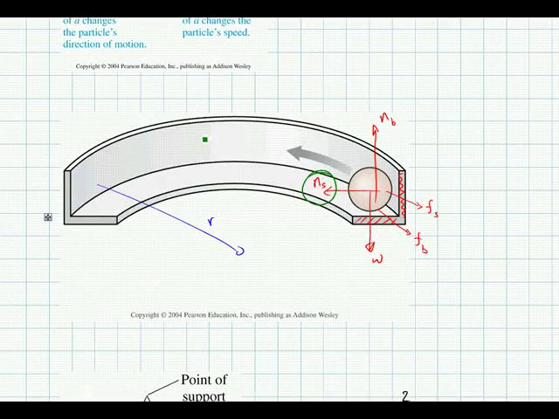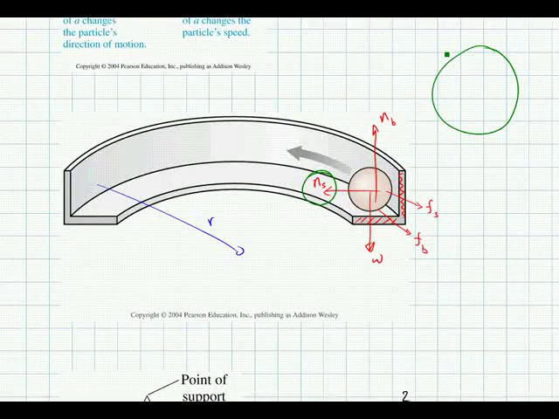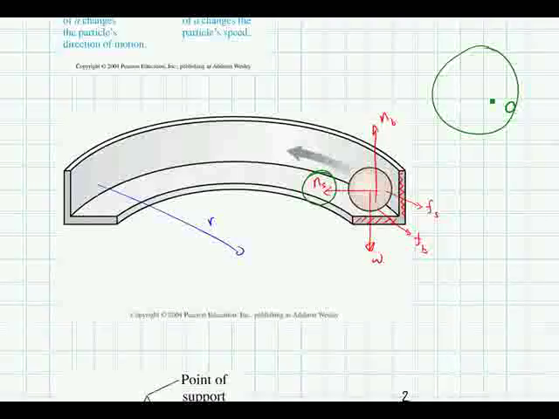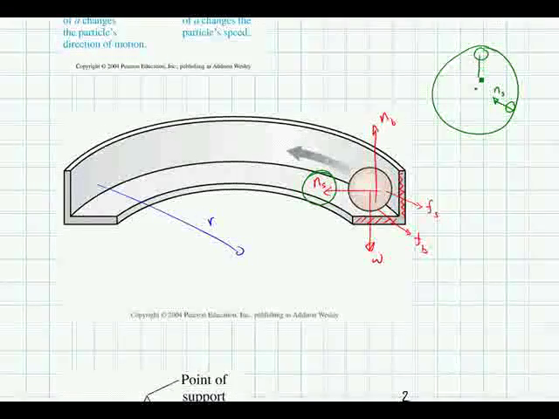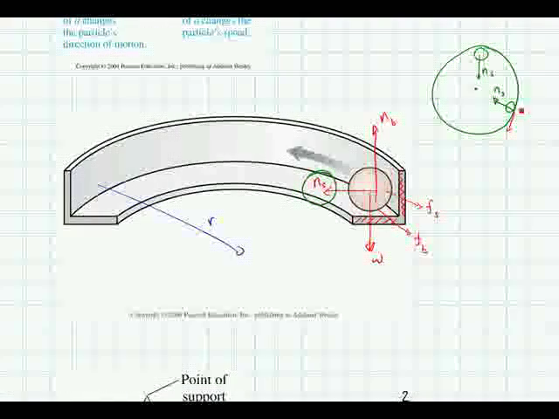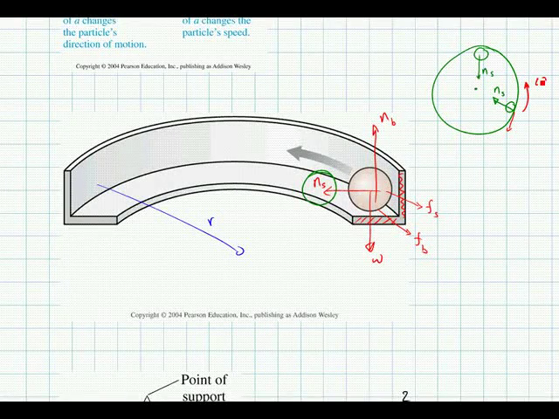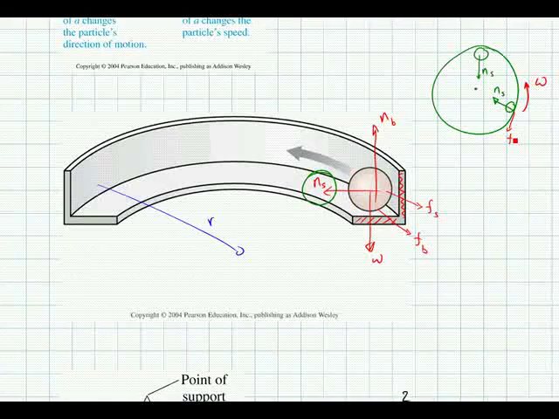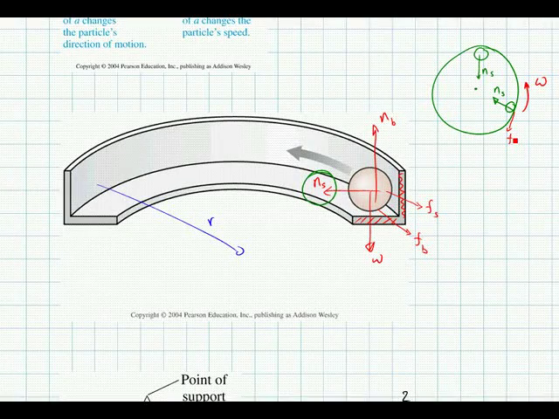If I draw a bird's eye view, so that's the tray, and here's the ball, that's the center of the circle. The normal force from the side wall points towards the center at all times, whereas the friction force, if the ball is moving counterclockwise, points along the tangent, but in the negative t direction.